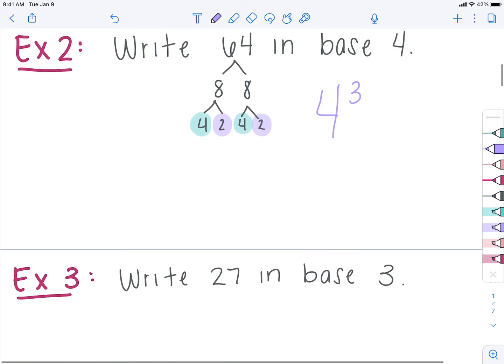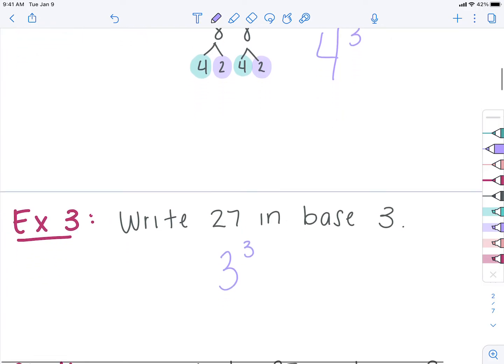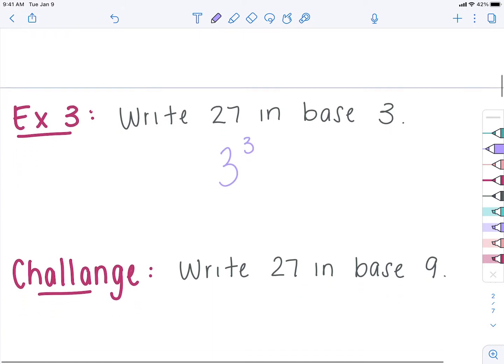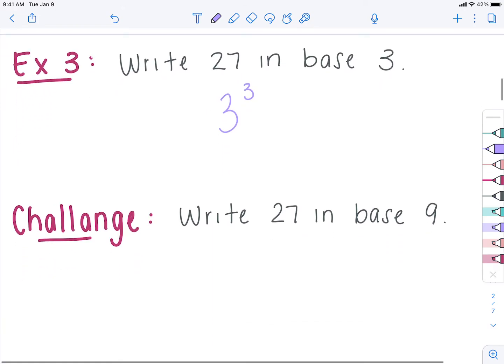What about 27 base 3? 3 to the third, right? 3 to the third. So we're seeing that we can change numbers to be different bases.